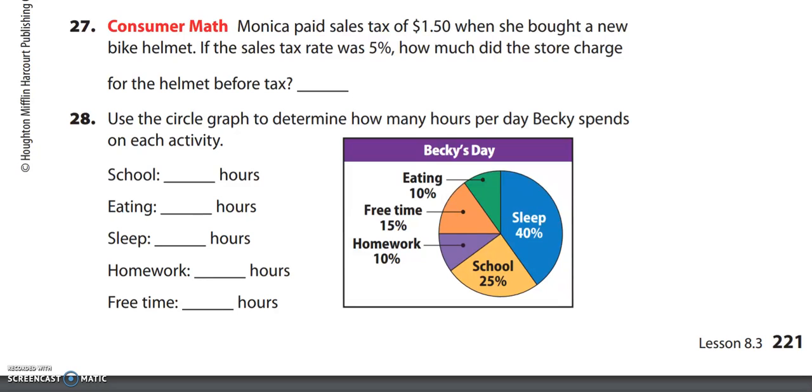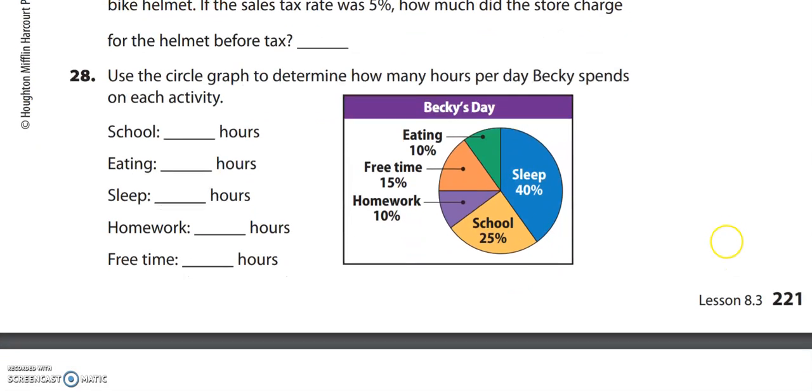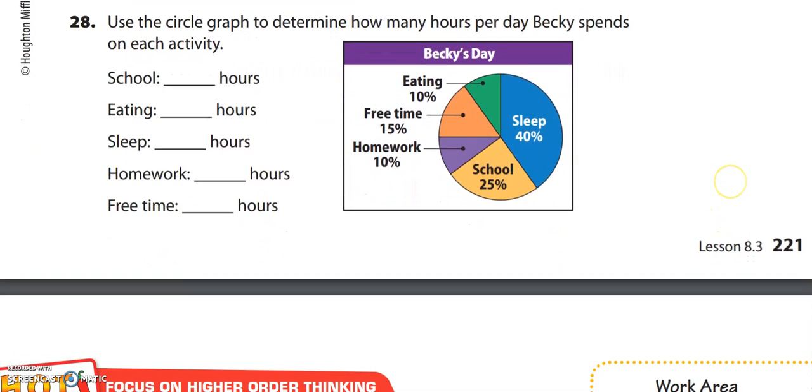All right, so we have a circle graph here, and it talks about how Becky spends her day. It says use the circle graph to determine how many hours per day Becky spends on each activity, and then it lists the different types of activities: school, eating, sleep, homework, and free time. The first thing you need to recognize is that a day is 24 hours.